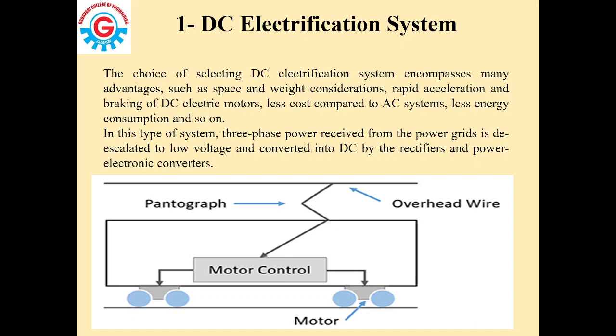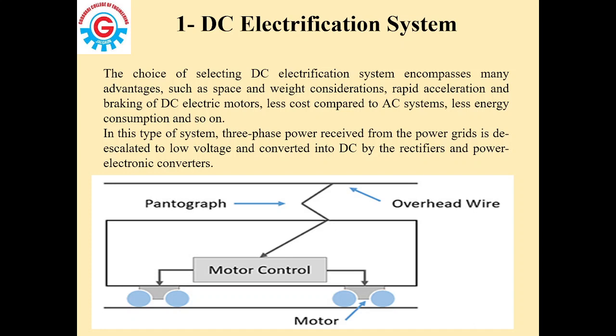Through this motor control unit, DC motor is connected near to the wheel of that traction locomotive, and then through this motor control unit, this current is fed to the electric traction motor. The choice of selecting DC electrification system encompasses many advantages such as space and weight consideration, rapid acceleration and braking of electrical motors, less cost compared to the AC motors, less energy consumption, and so on.